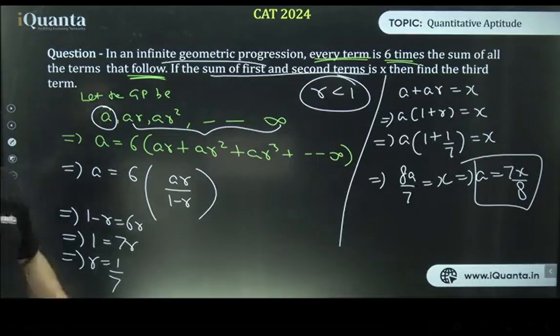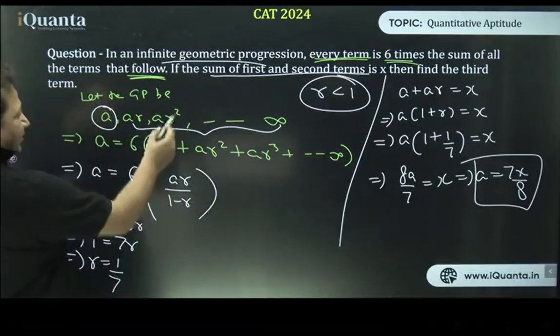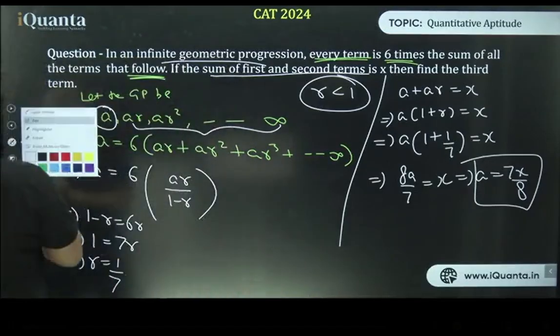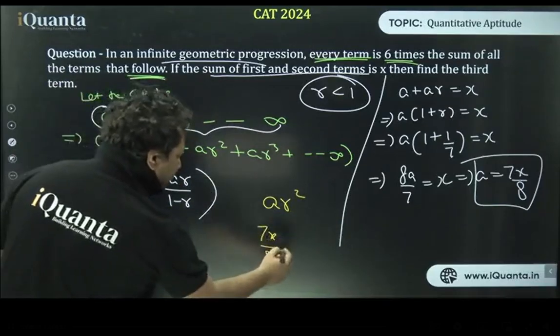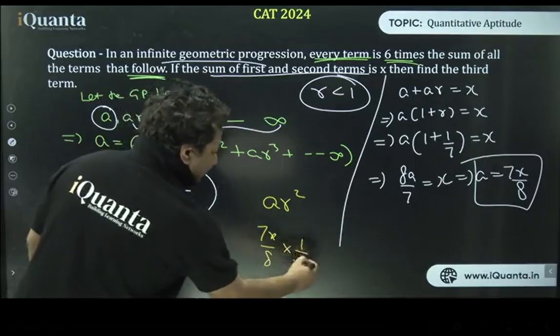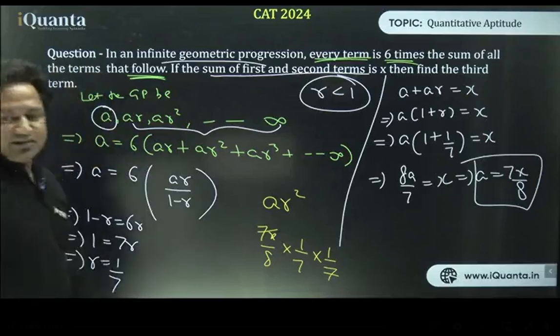ठीक है. सो नाउ we have to find the third term. What is third term? ar square. So we need to find ar square. Great. ar square we need to find. The value of a is 7x by 8. And the value of r is 1 by 7. इसका square करना है. 1 by 7 into 1 by 7. 7 gets cancelled. x by 56 has to be the answer.